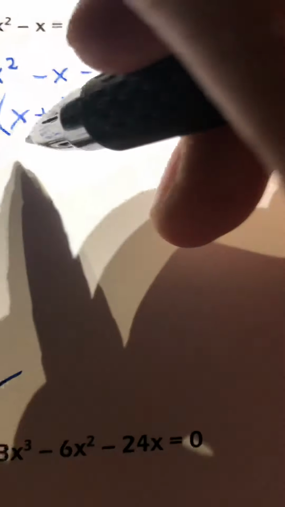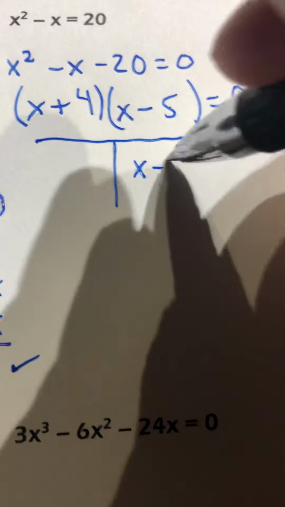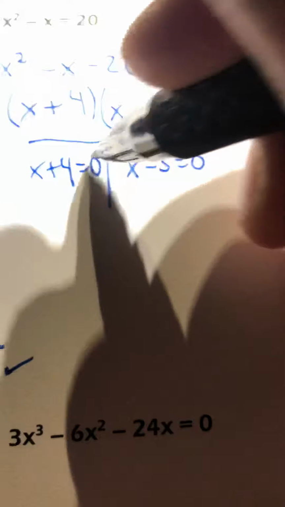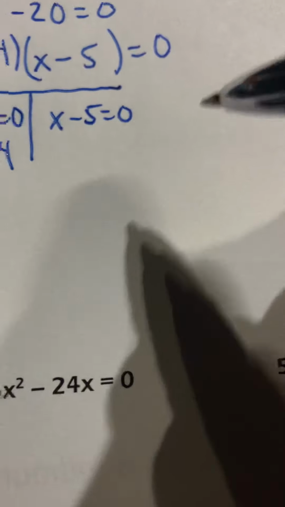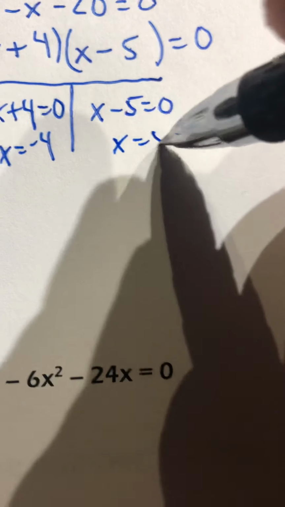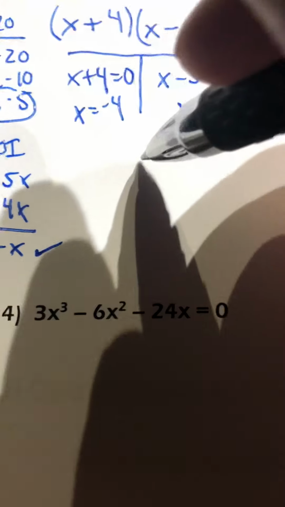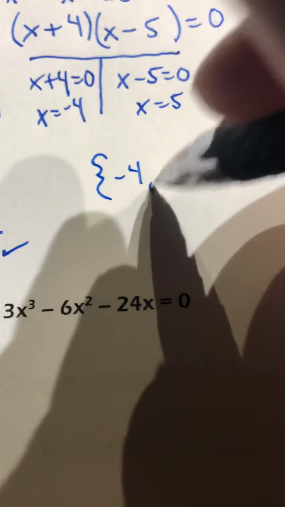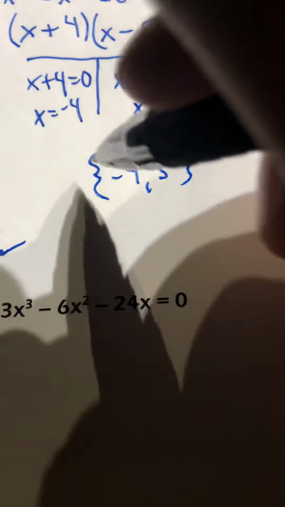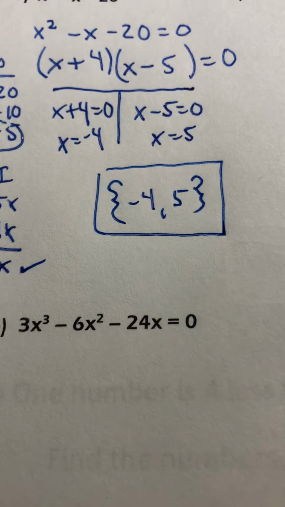The next thing we do is we're going to t-bar, set each of our factors equal to 0. And we subtract 4, so here I get x equal to -4. Here I get x equal to 5. So now for this, we're going to put these in set brackets or braces. We have -4 and 5. Not parentheses. Parentheses would be if we had 2 different variables.